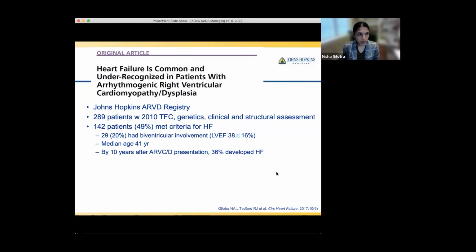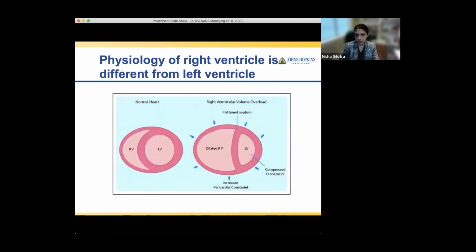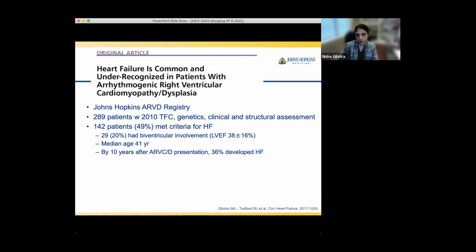So at Hopkins, we looked several years ago at our registry of patients to see how common heart failure is, and how common it is for patients to describe heart failure when maybe we're not clinically recognizing it as such. We uncovered that heart failure is under-recognized. When we surveyed 289 patients like yourself who had task force criteria ARVC, 49% actually met criteria for a definition of heart failure. And that is a combination of the structural change in the heart plus the signs or symptoms.